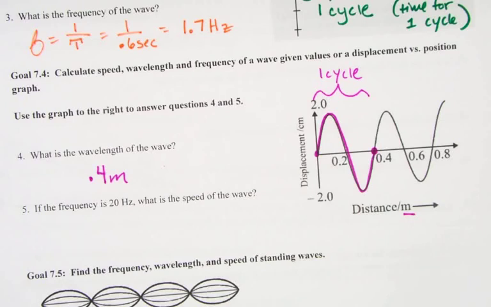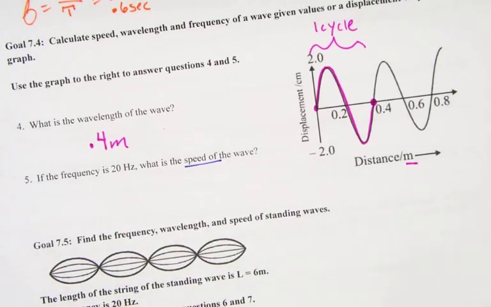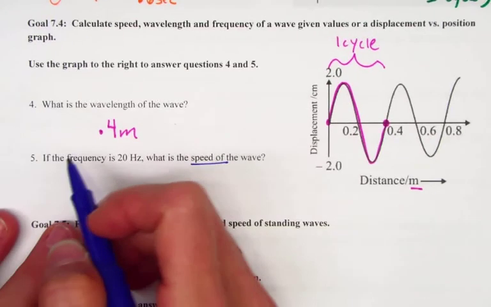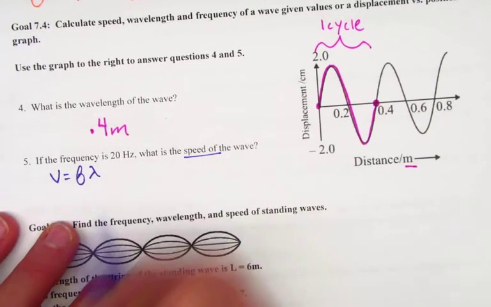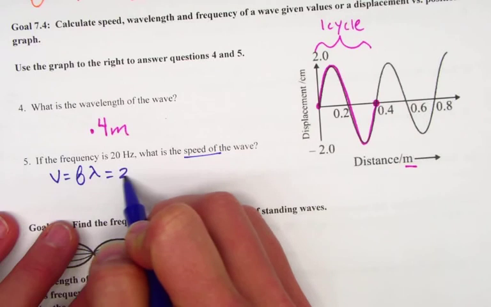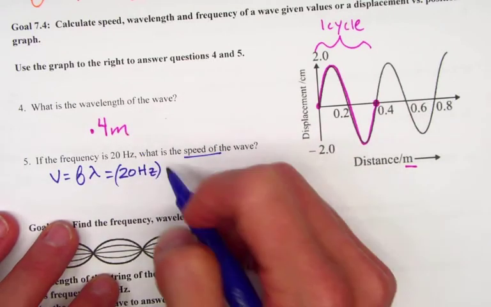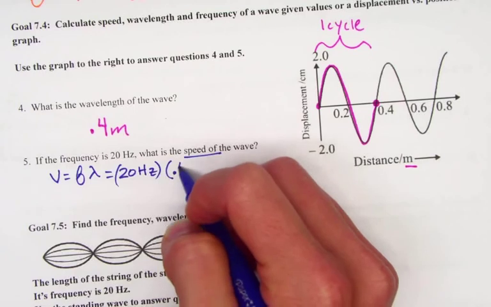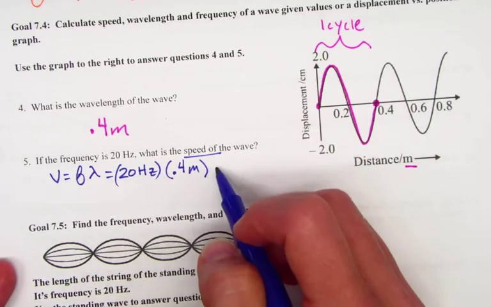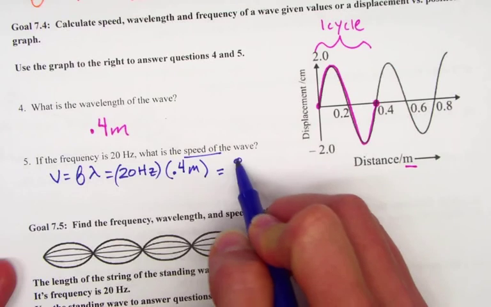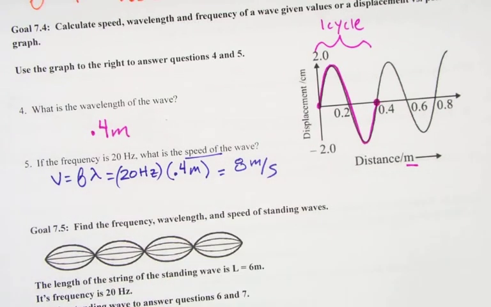Next, if the frequency is 20 hertz, what is the speed of the wave? So once we know that it's asking for the speed of the wave, you need to use the equation speed equals frequency times wavelength. Well, they give you the frequency, that's 20 hertz. And we calculated the wavelength, that's 0.4 meters. Therefore, the speed is going to end up being 8 meters per second when you multiply these two.